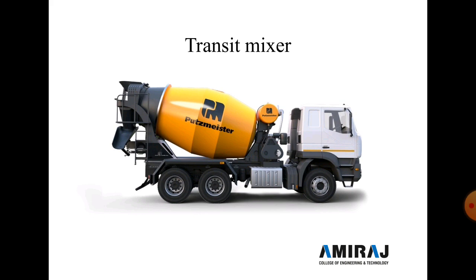See this photograph. Here the yellow color drum is rotated. The rotation speed of the rotating drum is between 4 to 16 revolutions per minute. This type of truck is generally used in an RMC plant.